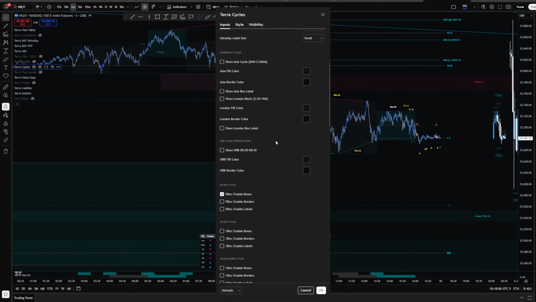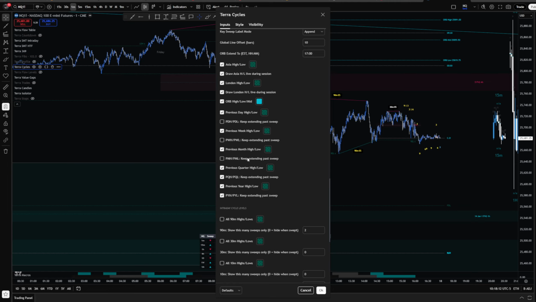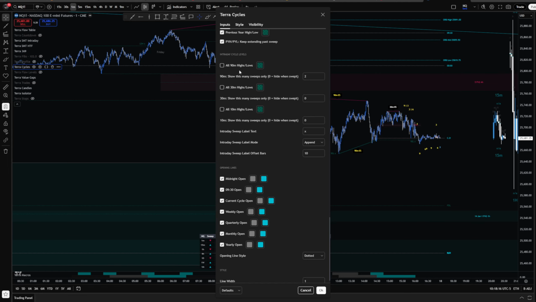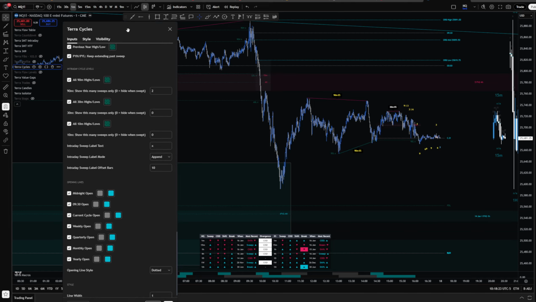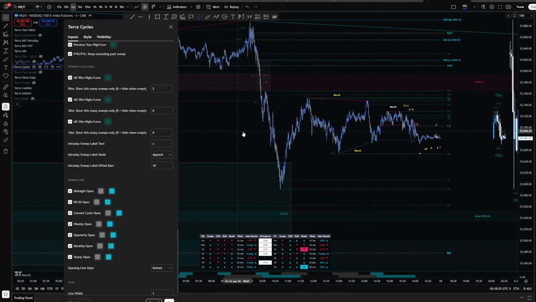The key levels are here. You can have the sweeps continue to extend, or you can have them turn off and stop when they get swept. You can have all of your 90 minutes, you can have all your 30 minutes and 10 minutes if you really want them, but the chart does get a little hectic. As you'll see in a second, levels all over the place. So it's a little overkill, but you guys can tailor this how you want.